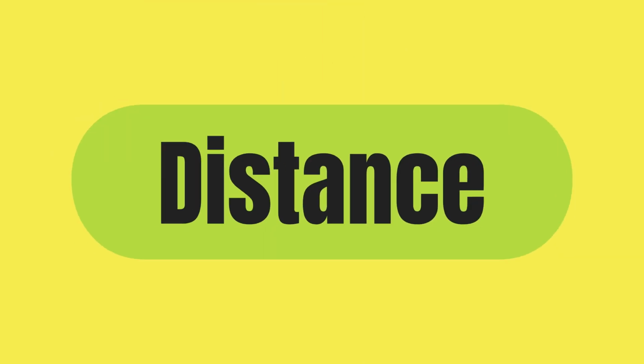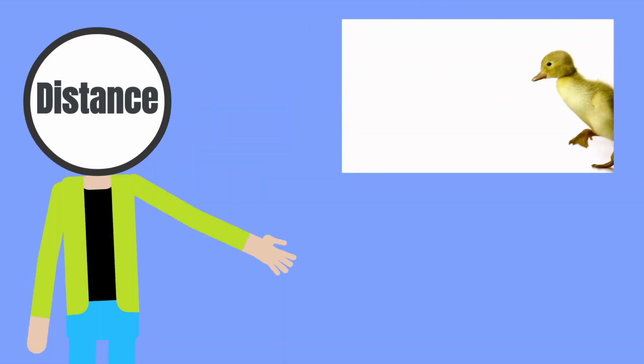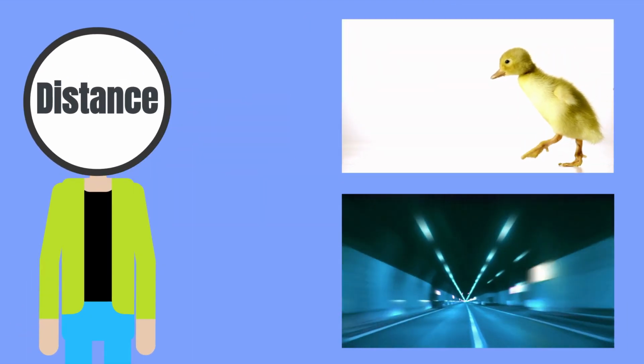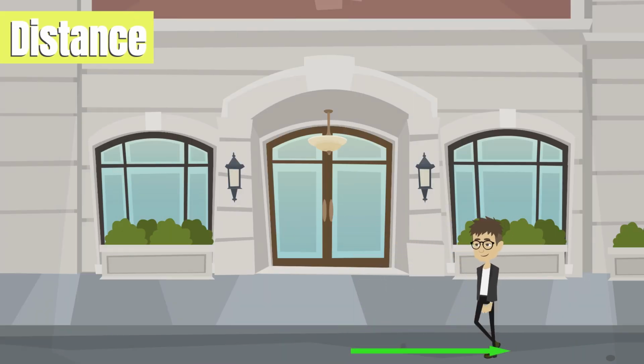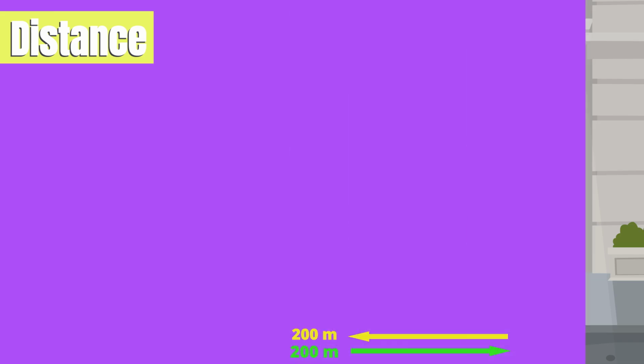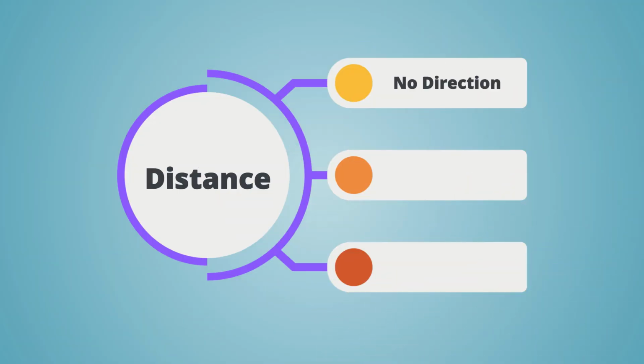Distance, the path counter. Distance is your enthusiastic friend who loves keeping track of every step, every move, every twist and turn you take. If you walk from your house to the end of the street, then back, distance is thrilled. Look at you. That's 400 meters of walking. Doesn't matter that you ended up exactly where you started. Distance doesn't play favorites with direction.